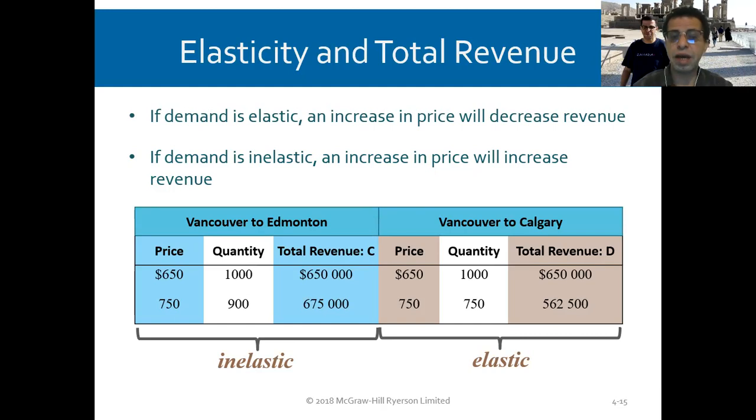So here, if the demand is elastic, like travel from Vancouver to Calgary, people are more sensitive and show more reaction to it. So if the demand is elastic, an increase in the price decreases the revenue. You increase the price, and the amount that people cut down on their trips is around 250, from 1,000 to 750, because you increased the price.